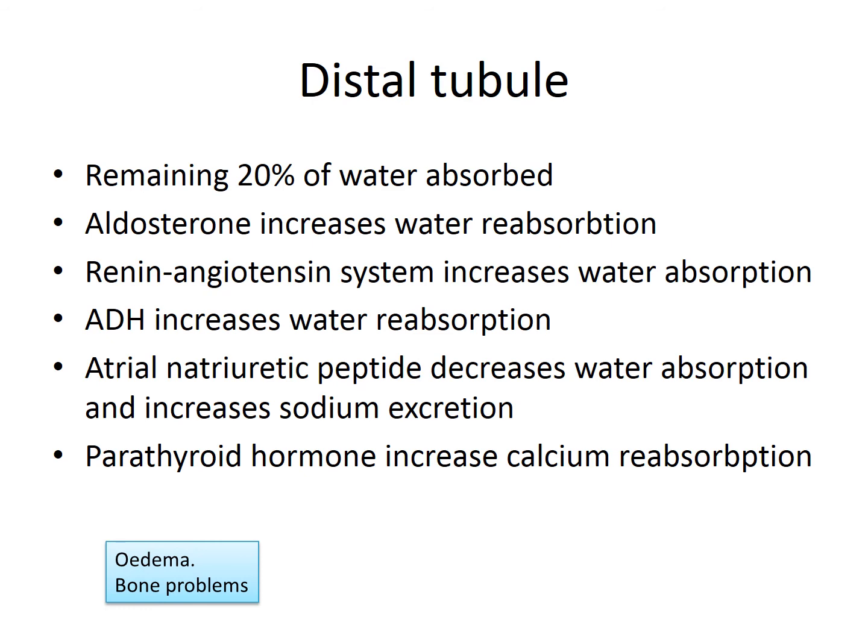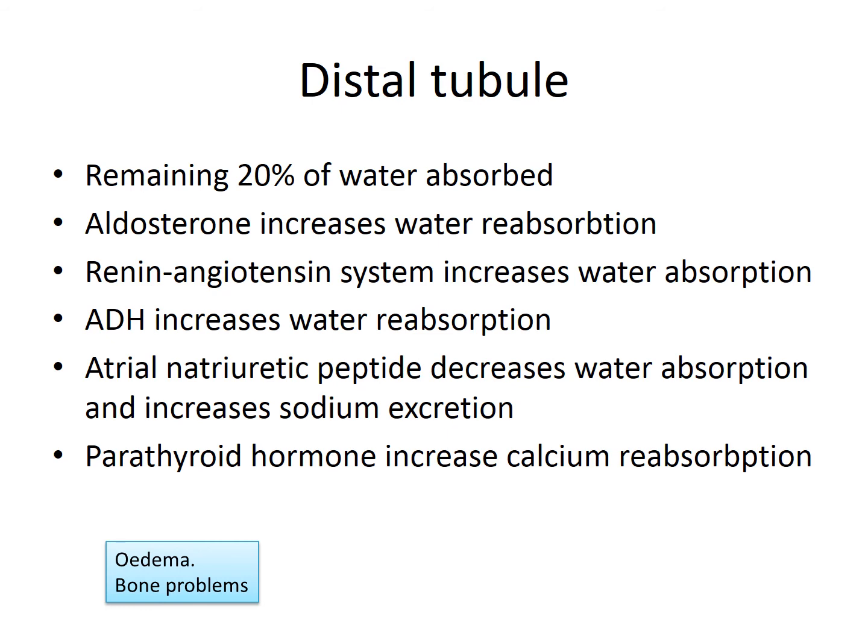The posterior pituitary can act on the distal tubule to increase water reabsorption as well. There are a couple of things that can decrease. Atrial natriuretic peptide can decrease water absorption. And finally, there is parathyroid hormone from those glands on the back of the thyroid gland, and they can increase calcium reabsorption. So what does all this mean?